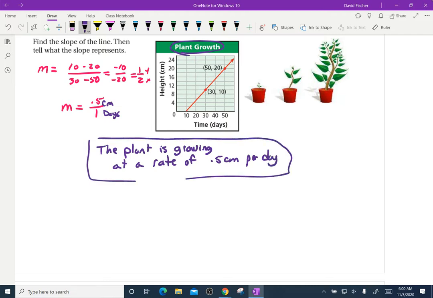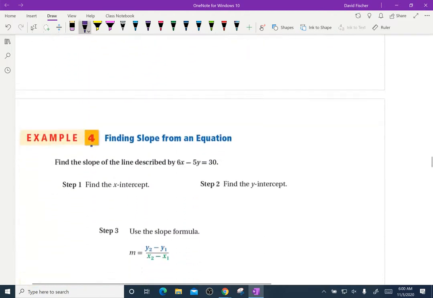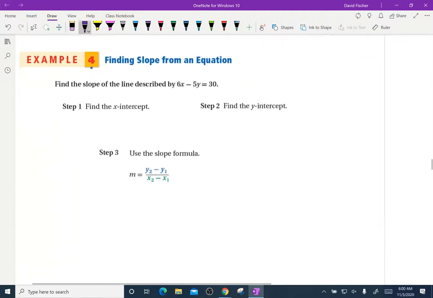Okay, so again, when we do unit rates, we want to get it down to a 1 in the denominator. It's still slope, we're just getting it down to 1.